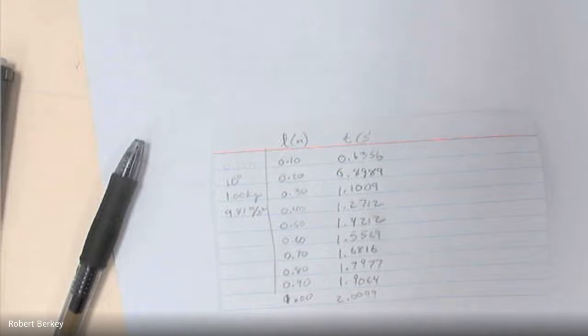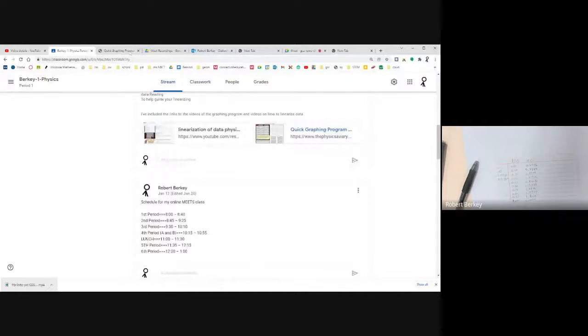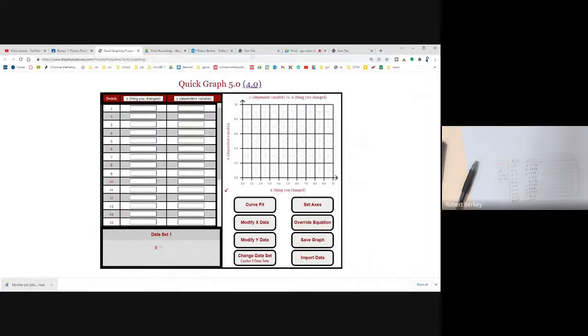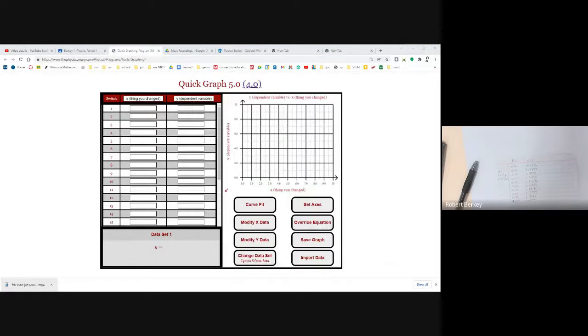Okay. So let us, where did I go here? Okay, so let me share my screen. I think that's the one I want. Share. Oops, quick graphing program. Okay, that's what I want here.